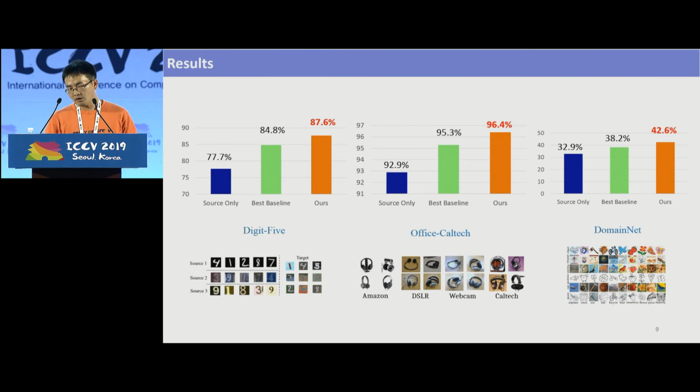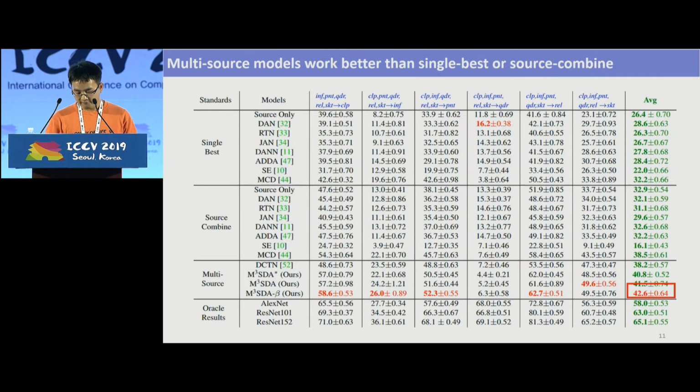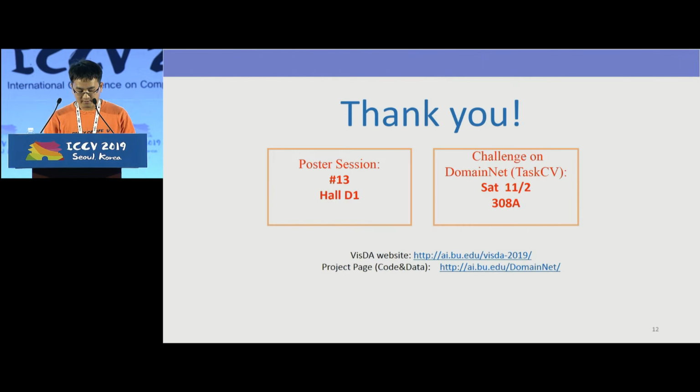So on our own data set, DomainNet, our model can boost the performance from 13.9 to 42.6. We also compare our models to single best results and the source combined result, where the single best result picks the best result of source single to single domain adaptation. And the source combined representations represent combining the source domain from multiple domains as a single domain.